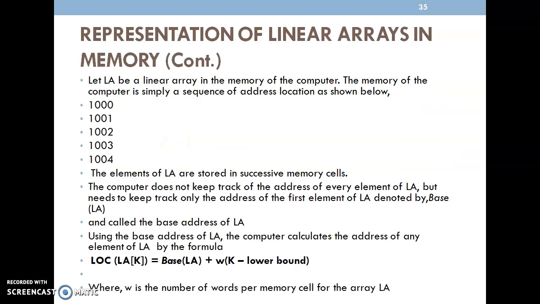So then the linear array with the base address will be calculated. For example, if you are at the first address 1000, how to move to the next address, how to move to the next value, that will be added to the base address. For that we have a formula. So the location in the linear array with the k number.